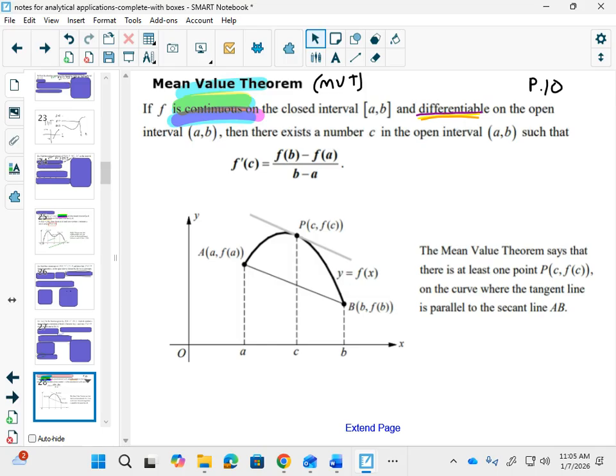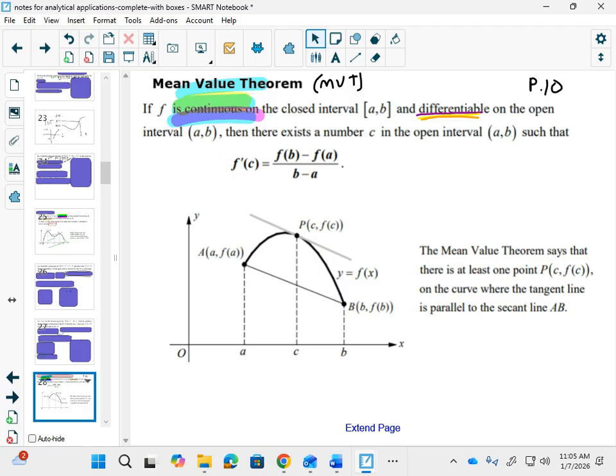The first thing is to take out 4 highlighters and highlight continuous. You don't actually have to take out 4 highlighters, but it's really important that we know that it must be continuous. And then we took out 3 different color pens and underlined differentiable. And the mean value theorem is just Rolle's theorem turned.